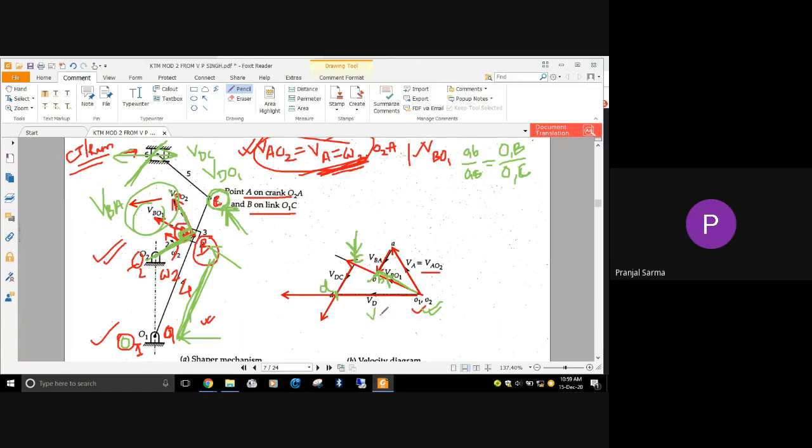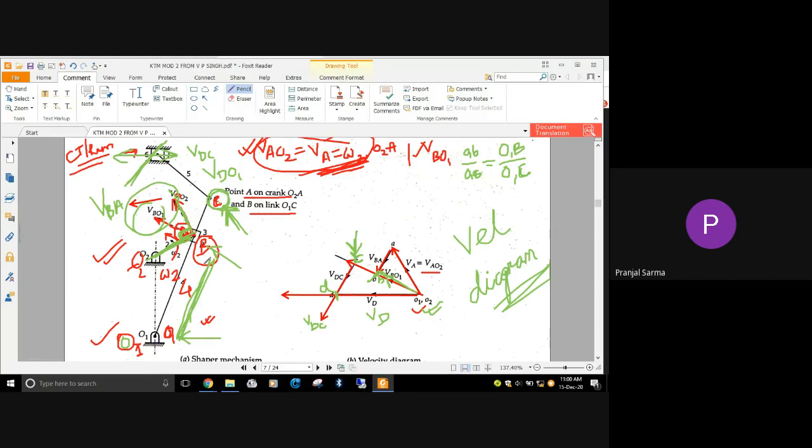This vector represents the absolute velocity of D. This particular vector represents velocity of D with respect to C. That is how we have drawn this particular velocity diagram for the shaper mechanism. Understood? Now, if you need to know the velocity of any intermediate point, you can definitely locate that particular point on that link in the same ratio.